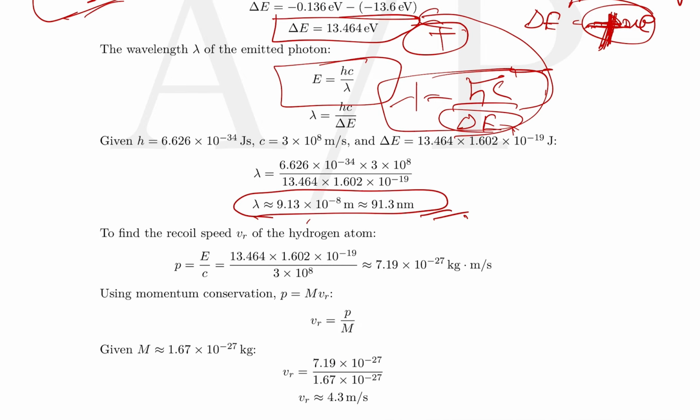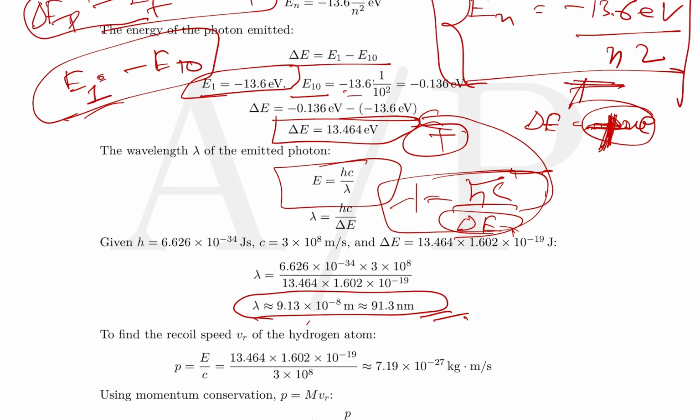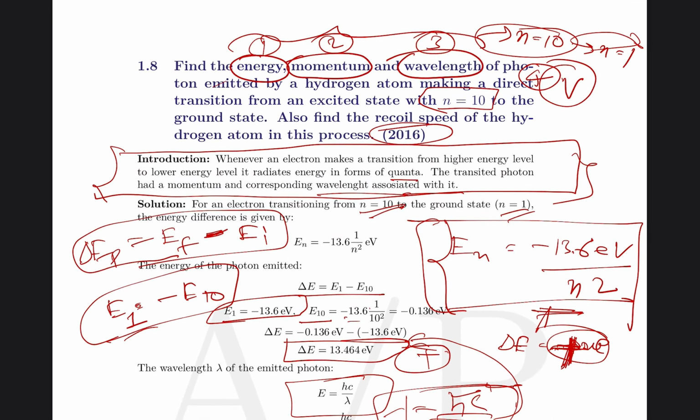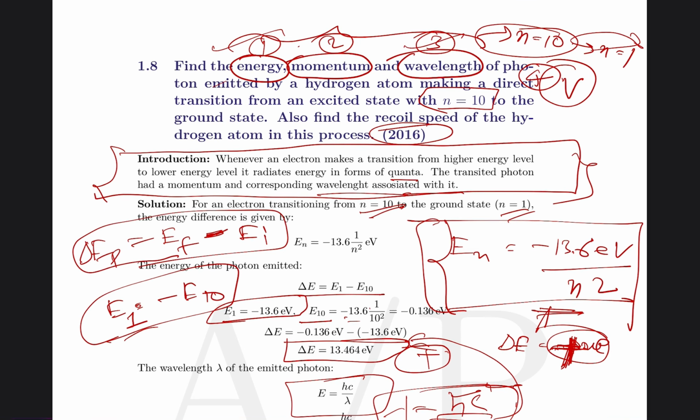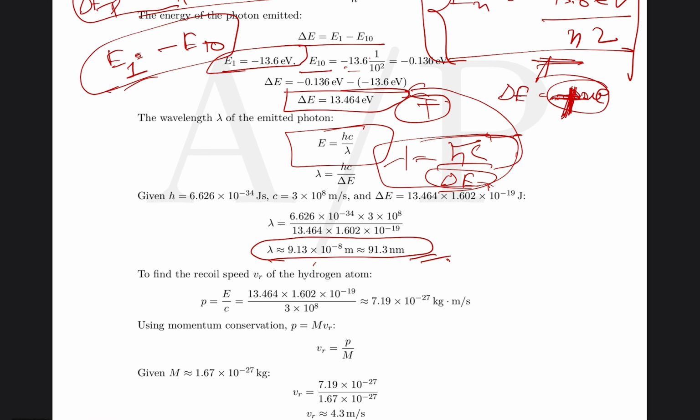So let's go back to the question again. We were asked for energy, momentum and wavelength. Energy we have got, wavelength we have got. So energy and wavelength we are done. Let's come to the momentum.